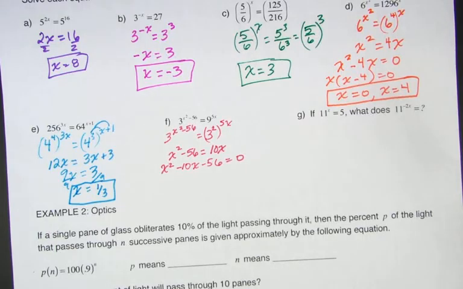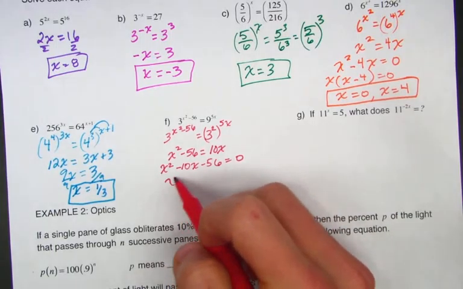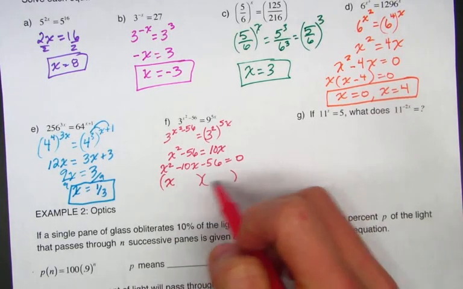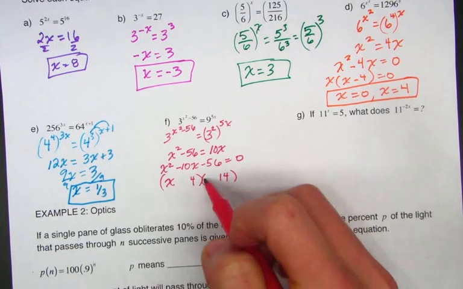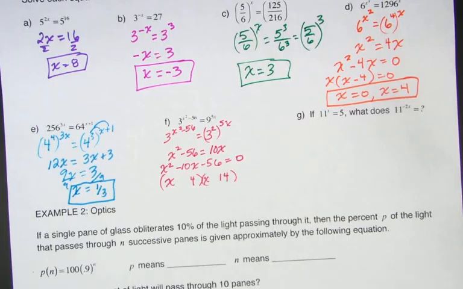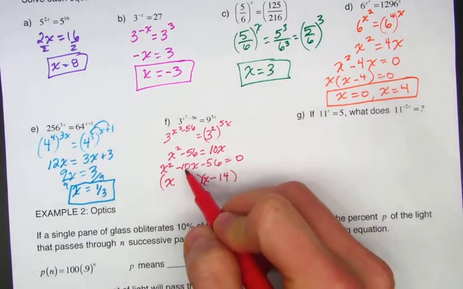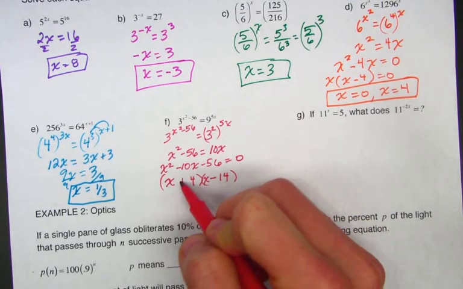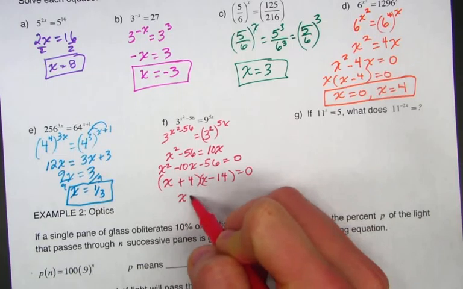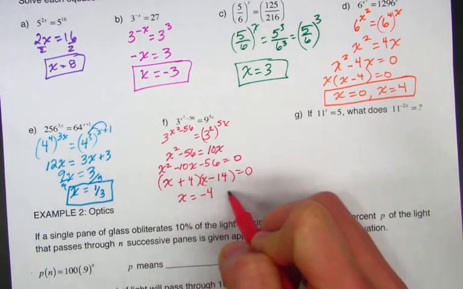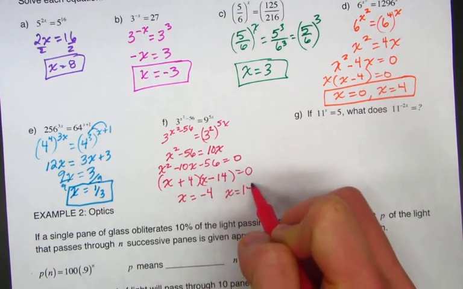4 and 14. Right? So what are we going to get for 4 and 14? Which one's which? Negative 14, because we have a negative 10 and a positive 4. So then x equals negative 4 and x equals positive 14.